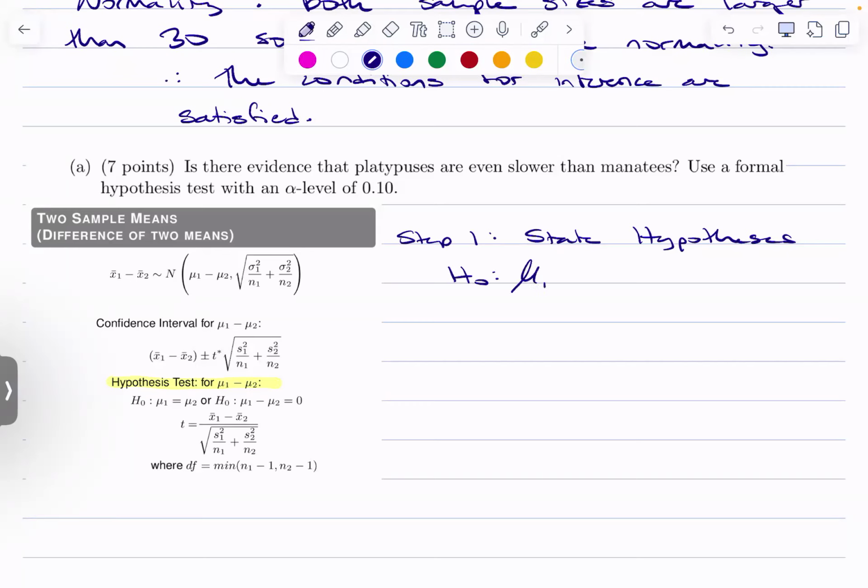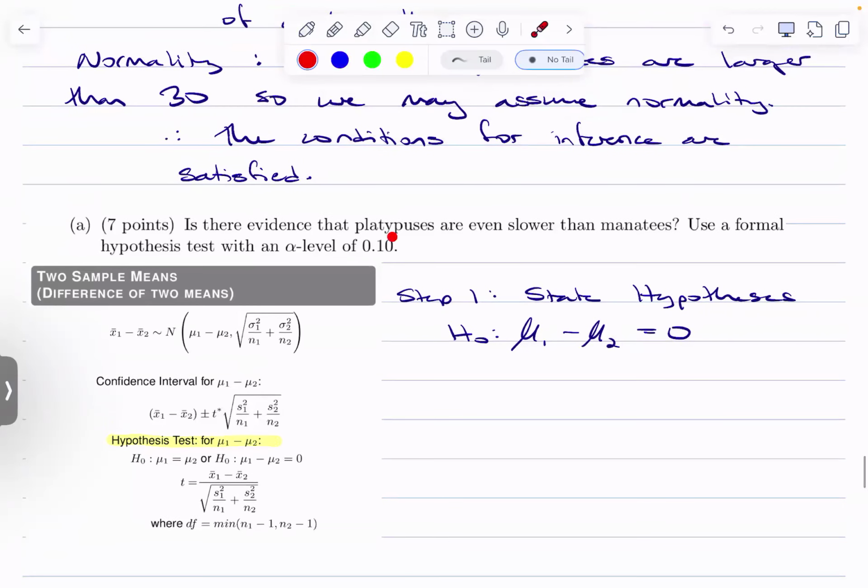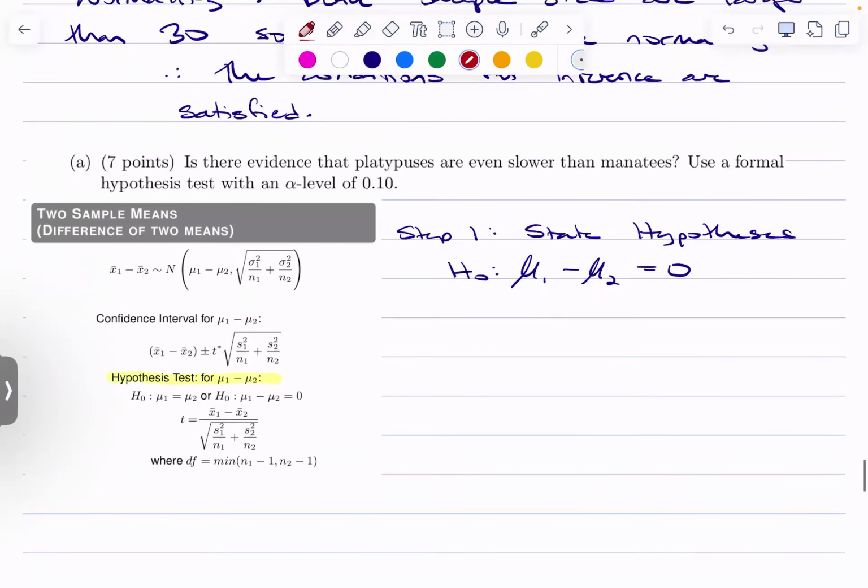I'm gonna say mu1 minus mu2. What's my error here? I need question-specific subscripts, right? Especially when we're talking about, okay, our platypus is slower than manatees. If I say that mu1 minus mu2 is less than 0, that doesn't mean anything unless I've attached which group is which here, right? And so here, I'm gonna highlight this.